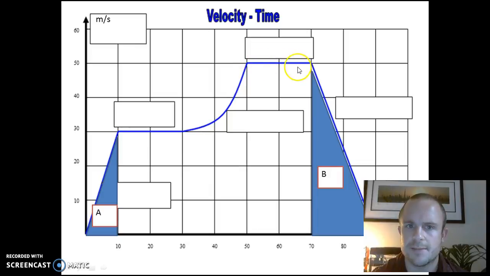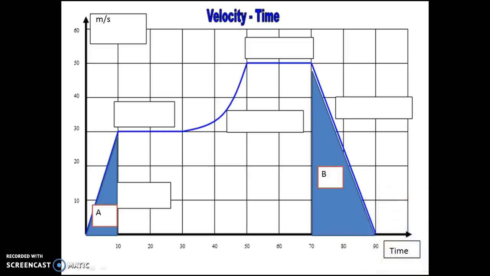Now at this point here, between 50 seconds and 70 seconds, we've got a constant speed. So we haven't stopped, we're moving at 50 meters per second. And then from 50 meters per second, we decelerate to 90 meters per second. If I hide this, you should be able to see it there.